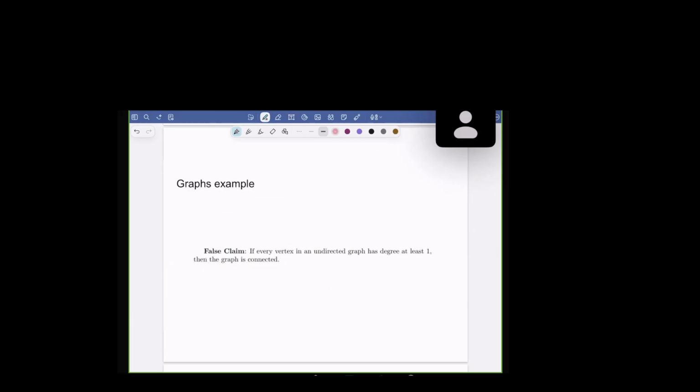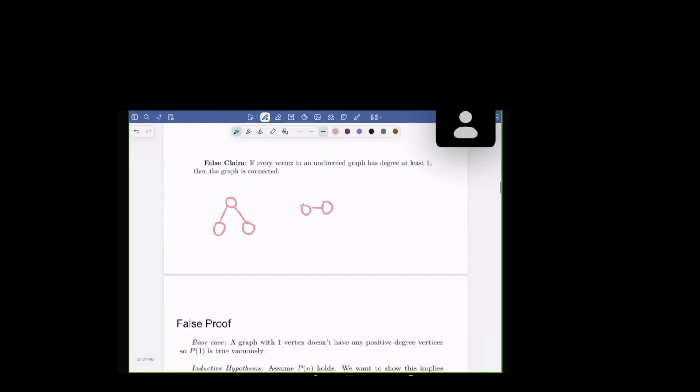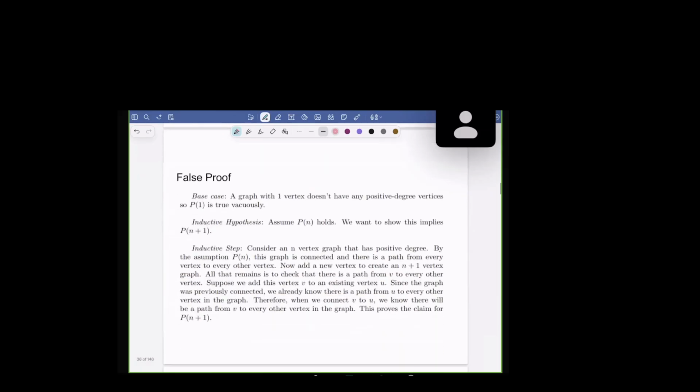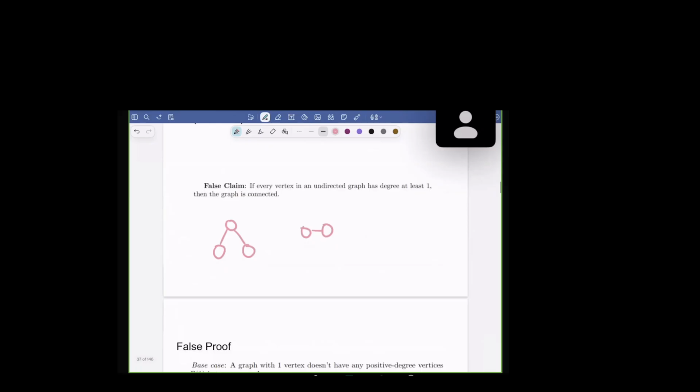Our claim is that if every vertex in an undirected graph has degree at least 1, then the graph is connected. And obviously we know that is false, because let me draw out a really quick structure right here. If we say this is the graph, it is not connected, but every vertex does have degree at least 1. But when we do induction with buildup error, there's a way to actually say that this claim is true. So that is an example of how buildup error can prove a false claim. I'm just going to briefly go over how that happens and how we can avoid it.